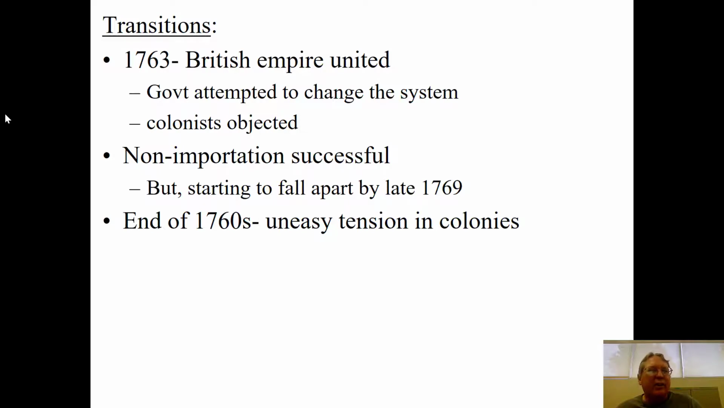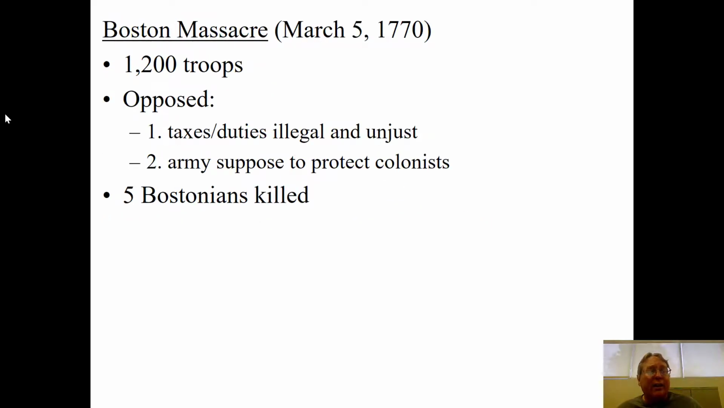And there's a lot of tension in this society. It's only going to take one little spark maybe to really blow this whole thing up. And in March of 1770, there is that spark. There is this moment. There are 1,200 British troops in Boston now.